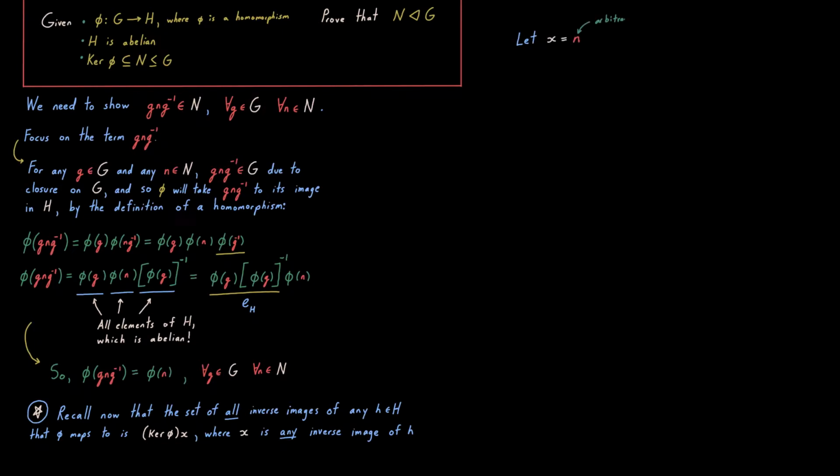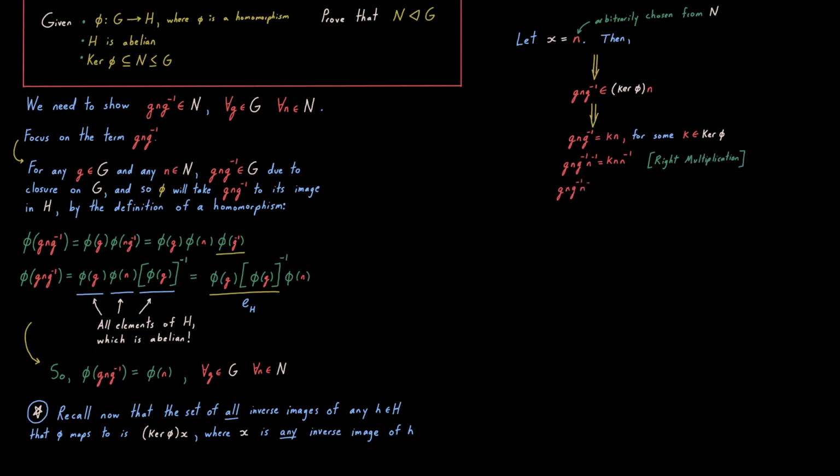For now, phi of n and phi of g n g inverse hit the same element in H. So how about we just let x equal n, lowercase n. Then g n g inverse has to be in the kernel of phi times n. And now, g n g inverse is lowercase k times n, where k is just some element in the kernel. Now a little right side multiplication with n inverse gives us just a simple k on the right side.